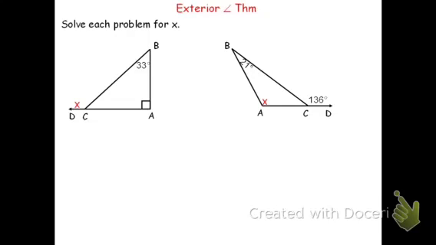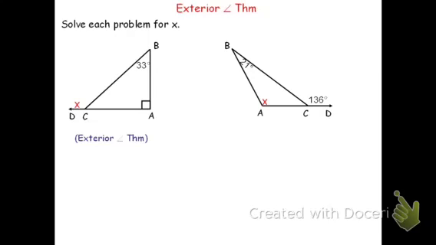All right, taking a look at the first example here, I see that we have a remote interior angle of 33 degrees. The exterior angle is x, but I don't have another number. However, you need to remember that the right angle over at angle A is 90 degrees. It's denoted by the box. So in this case, I know that the exterior angle x would equal the sum of 33 and 90.